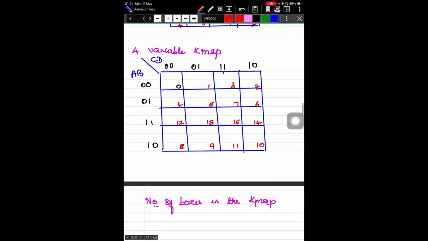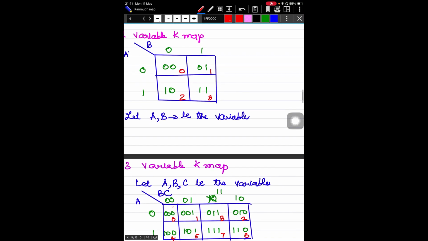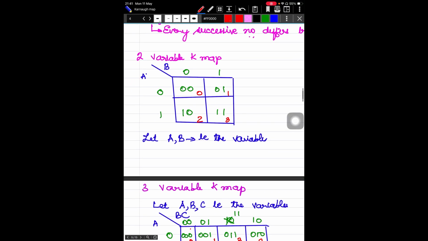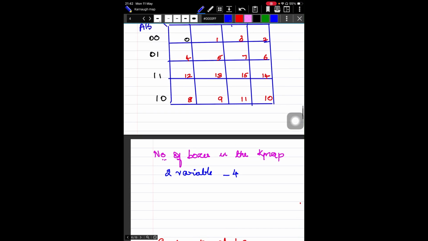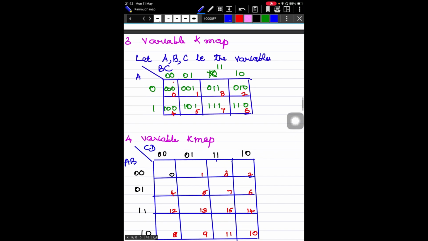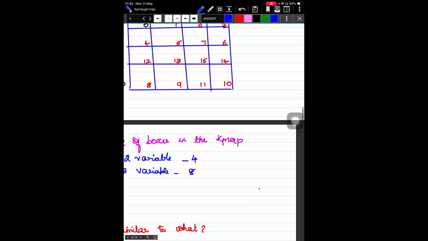Okay, number of boxes in the Karnaugh map, right? I'll go to the two variable Karnaugh map first. How many boxes do I have here? This is my box 1, box 2, box 3, and box 4. Am I right? So in a two variable Karnaugh map, I have 4 boxes, right? In the 3 variable Karnaugh map, how many boxes would I have? In a 3 variable, 1, 2, 3, 4, 5, 6, 7, and 8, right? In the 4 variable Karnaugh map, I will be having 16 boxes, right?